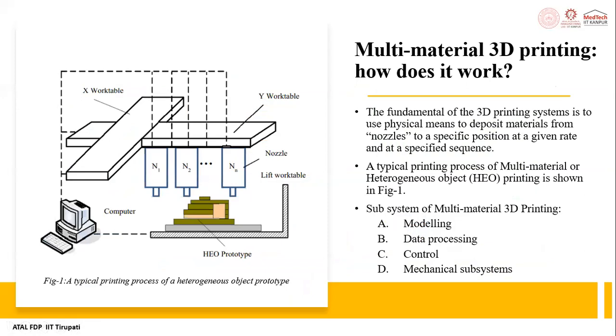So multi-material 3D printing, how does it work? The fundamental of a 3D printing system is to use physical means of depositing material through a nozzle to a specified position at a given rate in a given sequence. A typical printing process of multi-material or heterogeneous object printing is shown in figure 1.